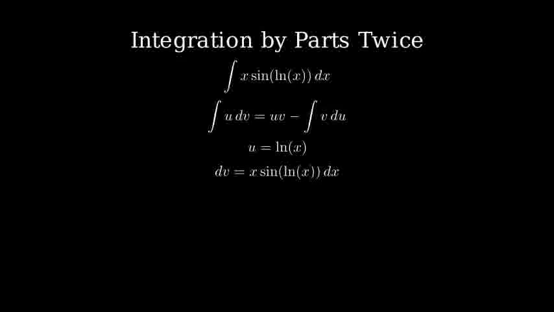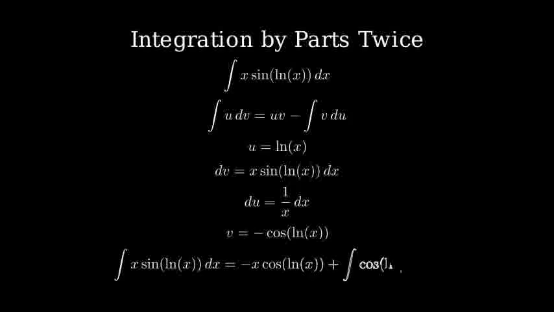This yields the following differential. Now differentiate u with respect to x and integrate dv. This yields du equals 1 over x dx, and v equals the negative cosine of ln x. Substitute these expressions into the integration by parts formula. This gives us the following: the integral of x sine of ln x dx equals negative x cosine of ln x plus the integral of cosine of ln x dx.